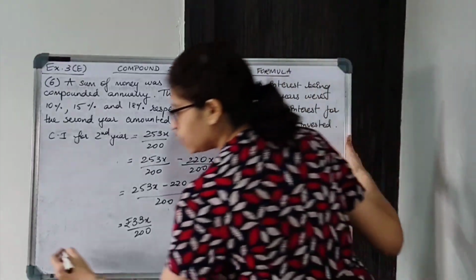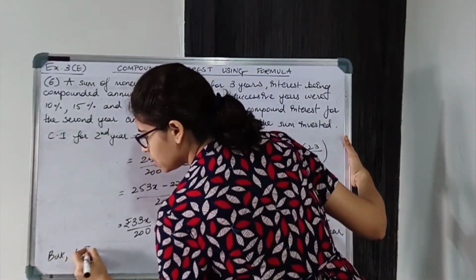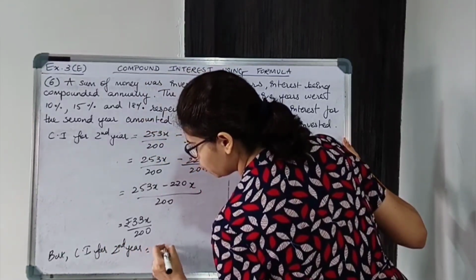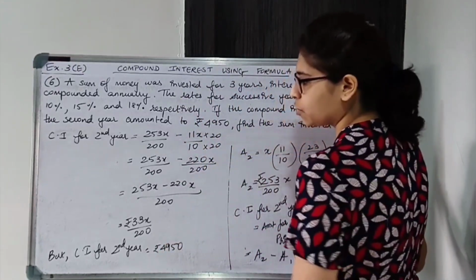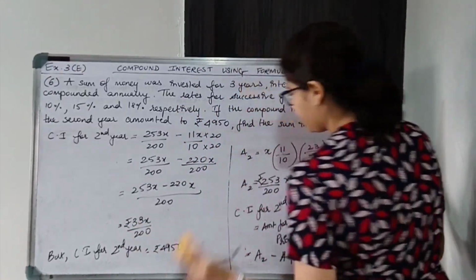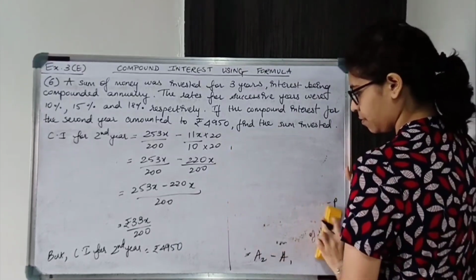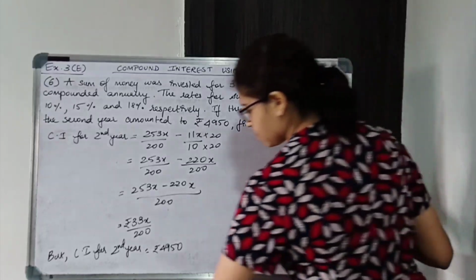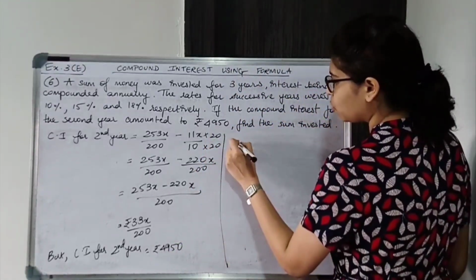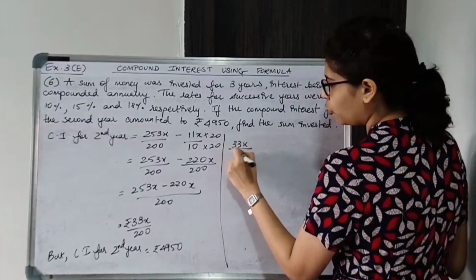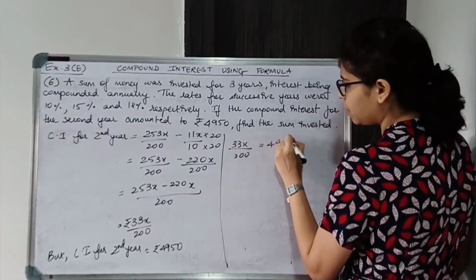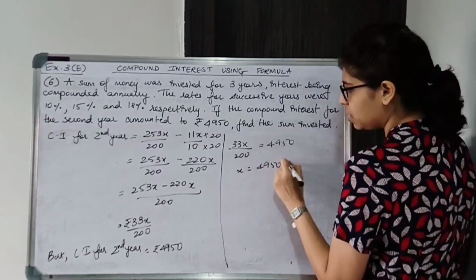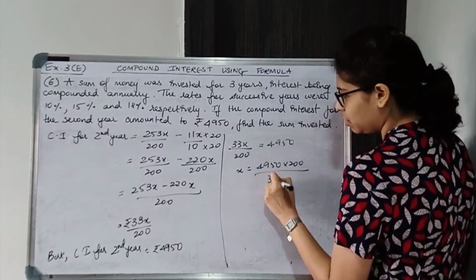So now substitute the value. CI for second year is rupees 4950, so this is equal to this. 33x upon 200 is equal to 4950. So shift the numbers to the other side: 4950 into 200 upon 33.